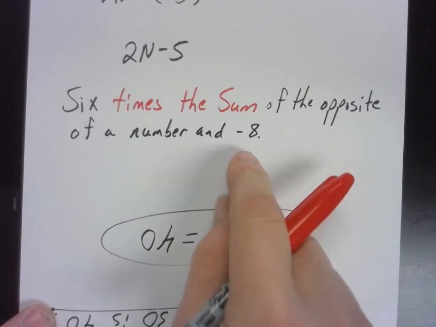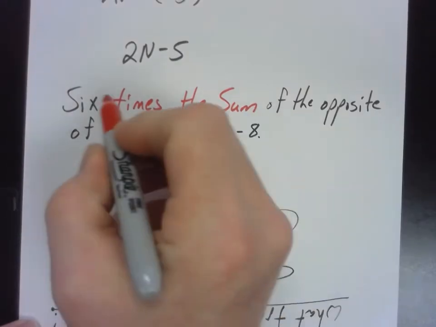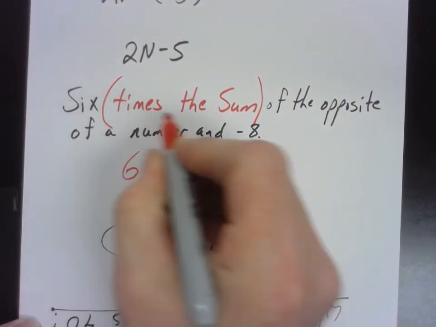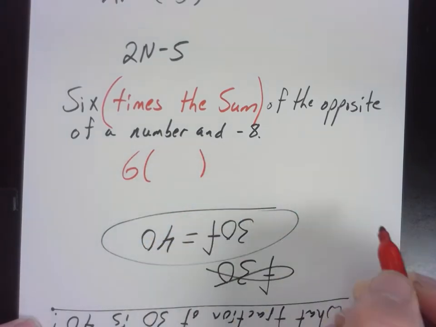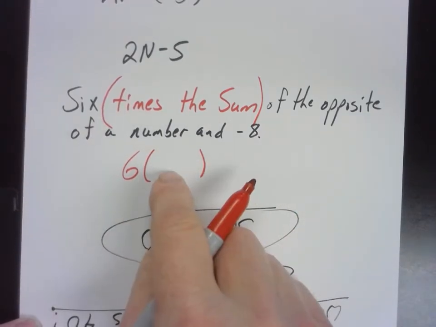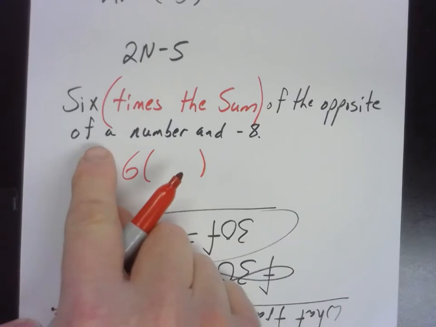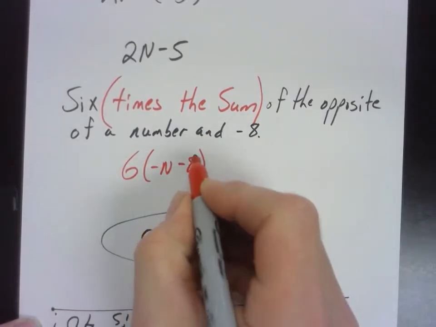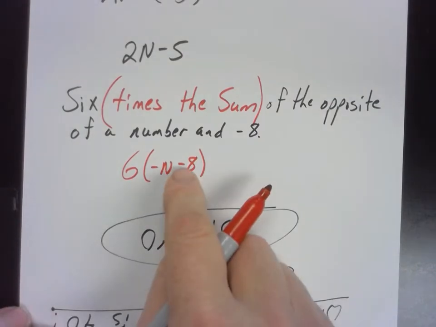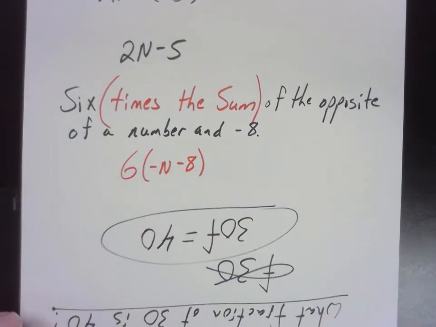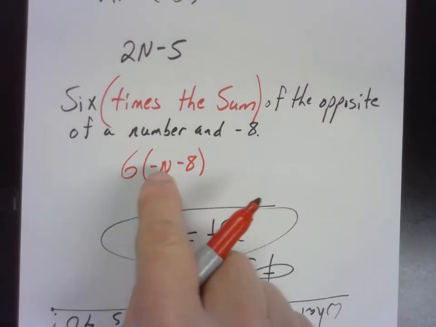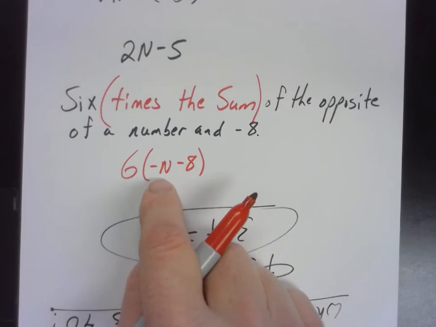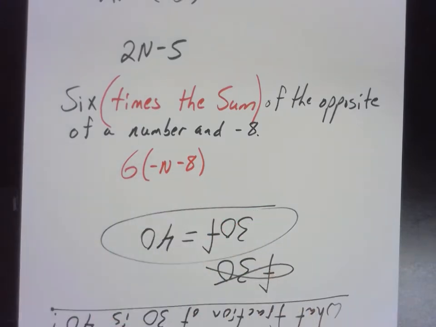And every time you see this particular phrase right here, this is what you're going to do. You're going to write 6 times the sum. Oh, parentheses. And you're going to put that sum inside the parenthesis. The sum of the opposite of a number, here's opposite of a number, and negative 8. Once again, am I going to put plus negative 8? I could, I guess, but I'm not going to. So, see how this is 6 times the entire sum? It's not just 6 times the opposite of the number or just 6 times negative 8, but both of them.